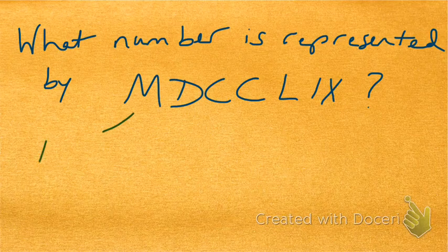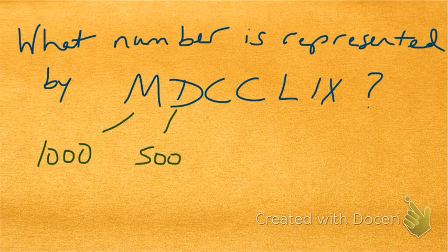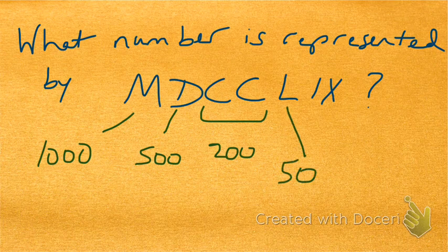More for you. What number do we get with MDCCIX? M is our biggest character, representing 1,000, followed by a smaller character, D, which represents 500. I'm going to keep adding as long as I have characters that represent smaller values. Followed by 2 of these C's. Okay, well that's smaller than a 500. We've got 2 of those 100s, or 200.